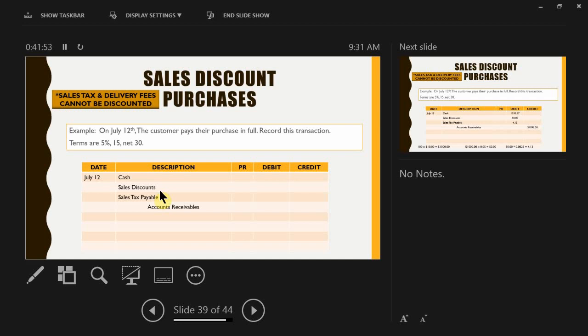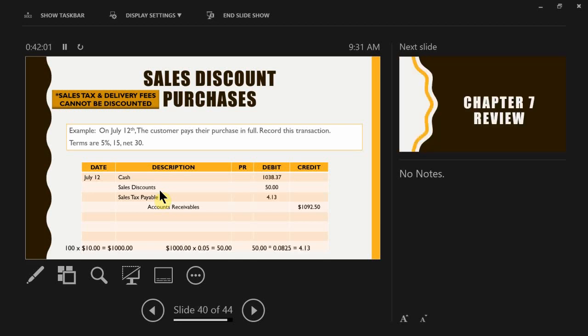$41 and $4.13. Correct. So that's exactly what we're going to do, right? We know that this customer owes me in grand total $1092.50, right? But I'm going to discount them $50 because they met the terms. So that's the 5% discount. I had to give them a portion of the tax back.